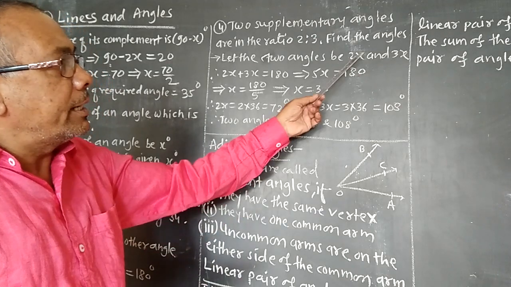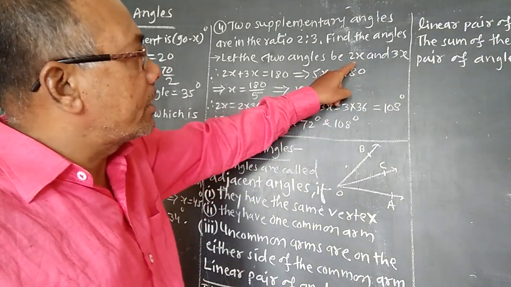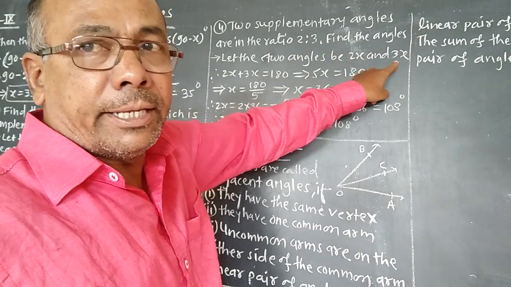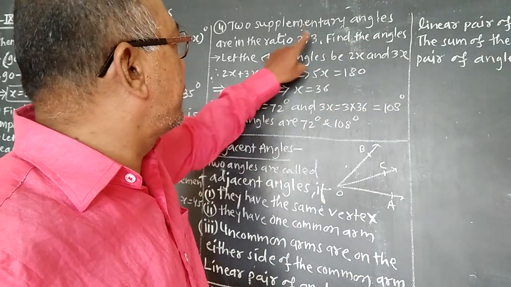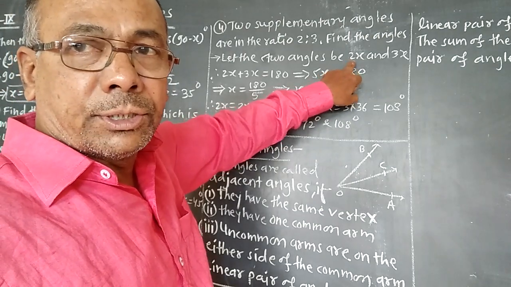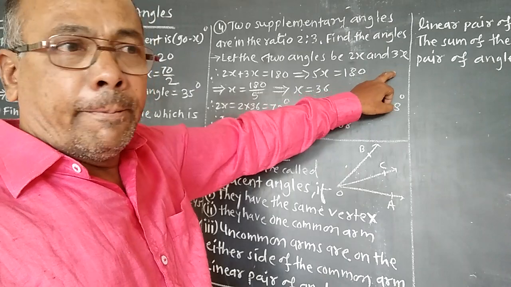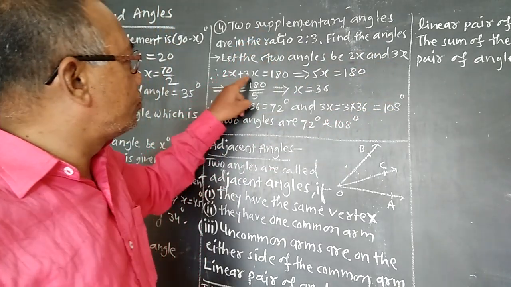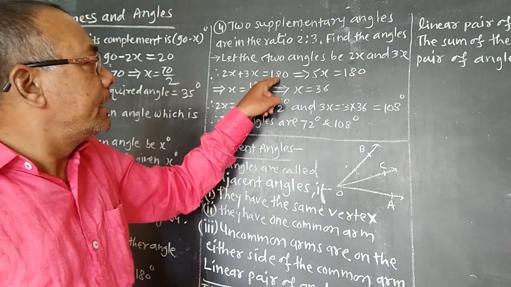So here x is the common multiple of the ratio 2:3, and therefore the measure of the two angles will be 2x degree and 3x degree. And we know that both the angles are supplementary, so the sum of these two angles, that is 2x plus 3x, is equal to 180 degree.